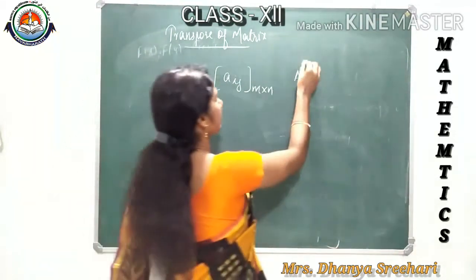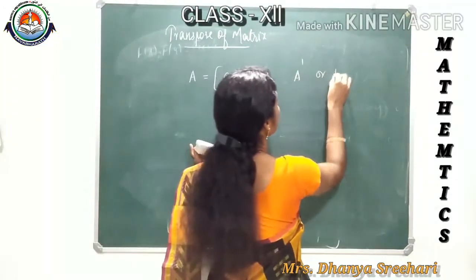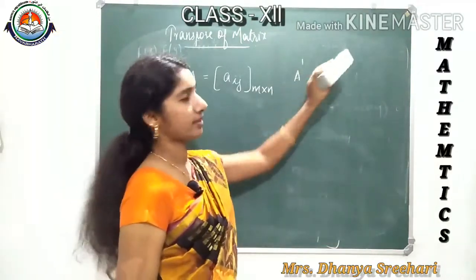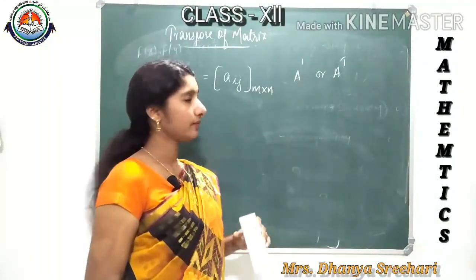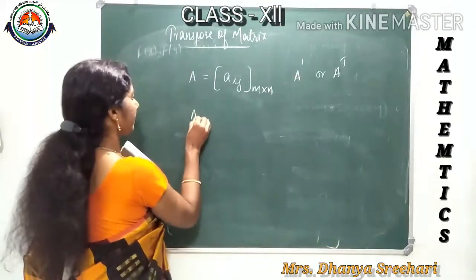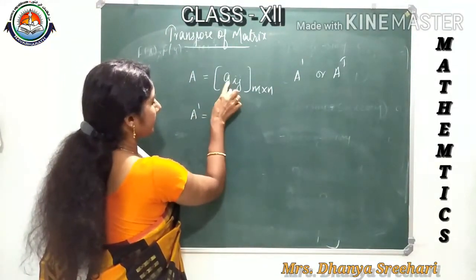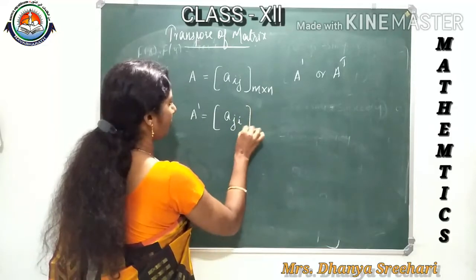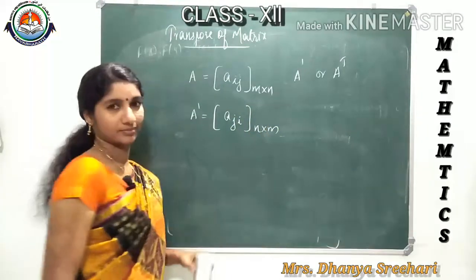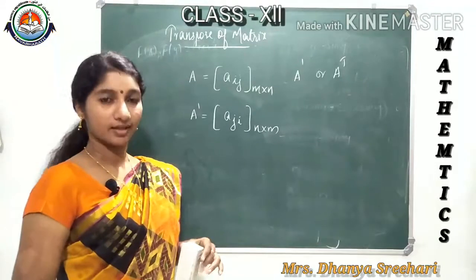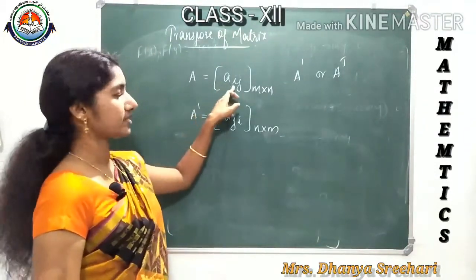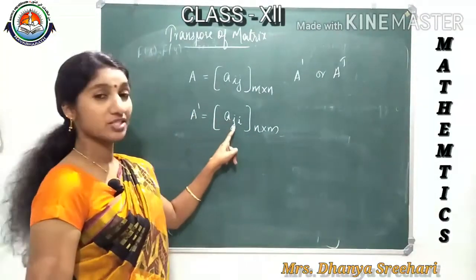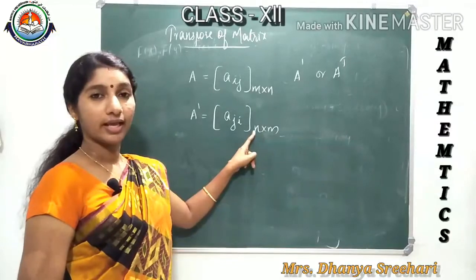Transpose we will denote by using A dash, or we will use A raised to T, means A transpose. Either we will write it as A dash or A transpose, like this. Okay. And how are we getting A transpose? A transpose is equal to interchanging the rows and columns. So the matrix will come Aji of order n by m. So this is the definition of the transpose of a matrix. If A is equal to matrix Aij of order m by n, then by interchanging we will get A transpose, that is matrix Aji of order n by m.